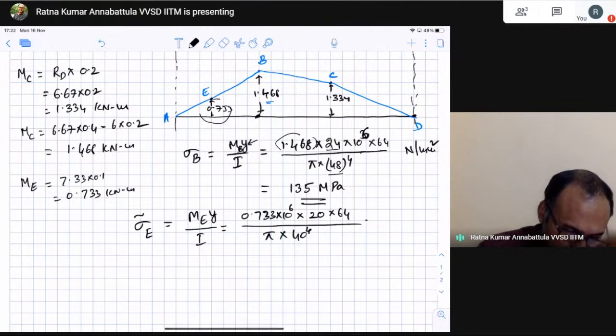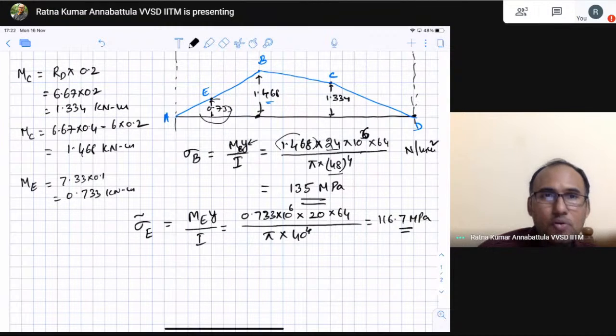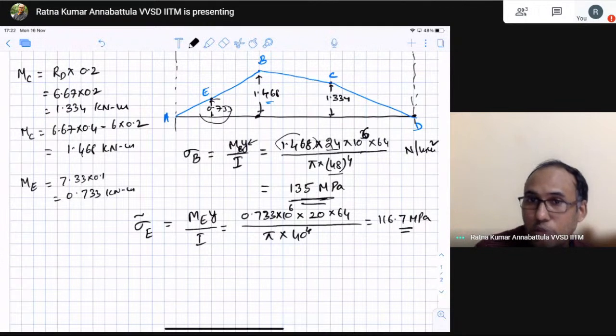So that comes out to be about 116.7 MPa, which is smaller than this value. So should we be happy? Not yet, right? We need to add the stress concentration factor.